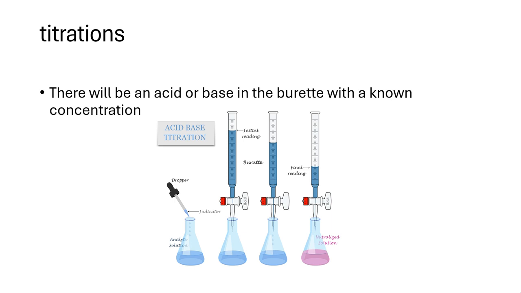So how this works is there's an acid or a base inside the burette. Let's just say acid, for example. There's acid in the burette that has a known concentration. And there's a base inside the conical flask that has an unknown concentration, but we know the volume. And we want to find the concentration of that base inside the conical flask.